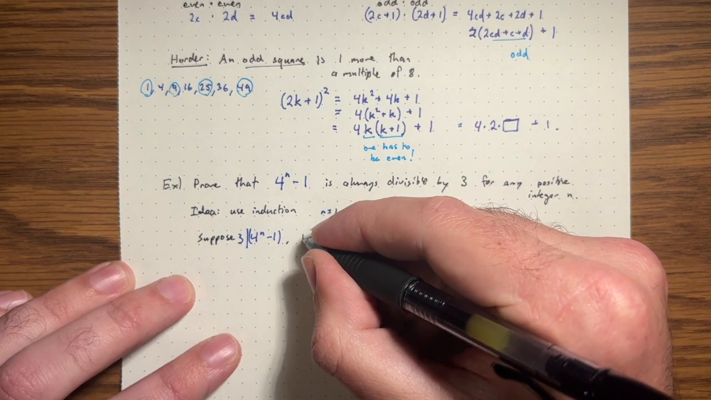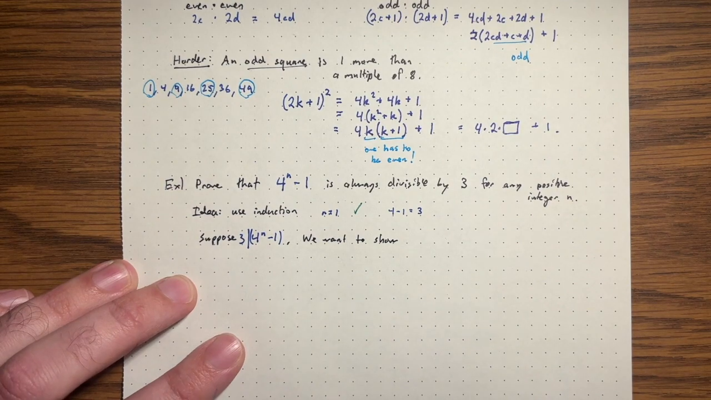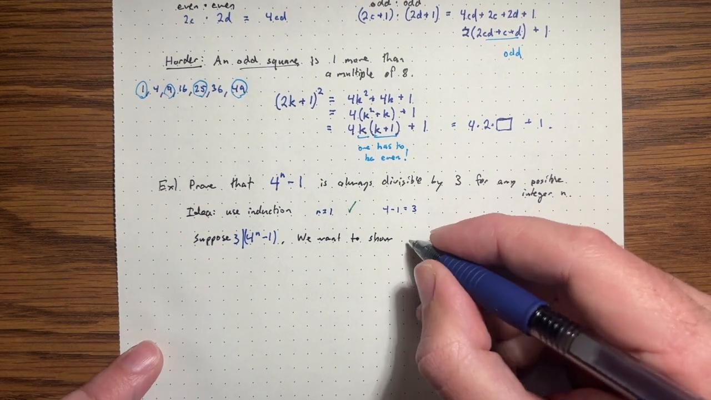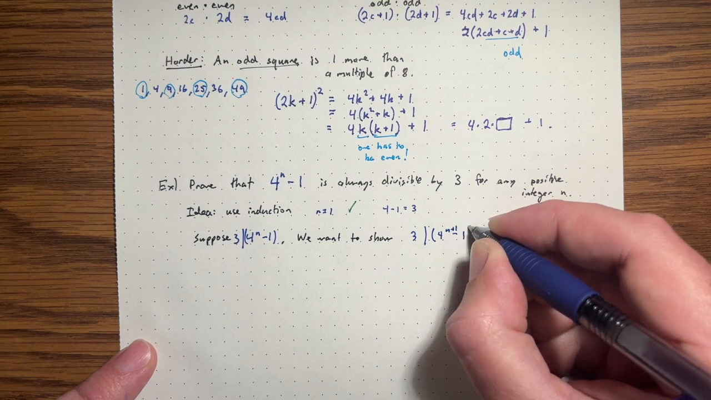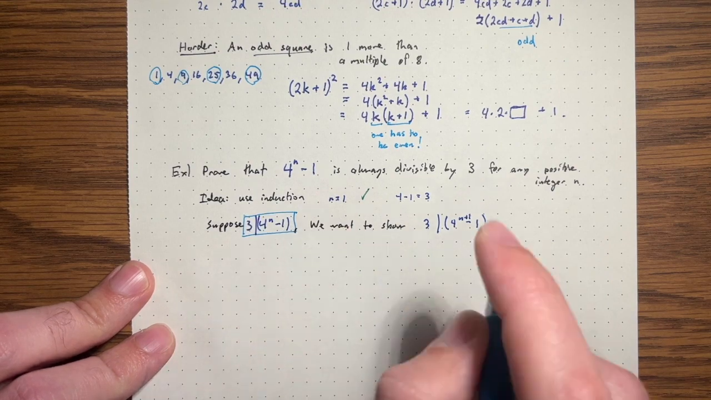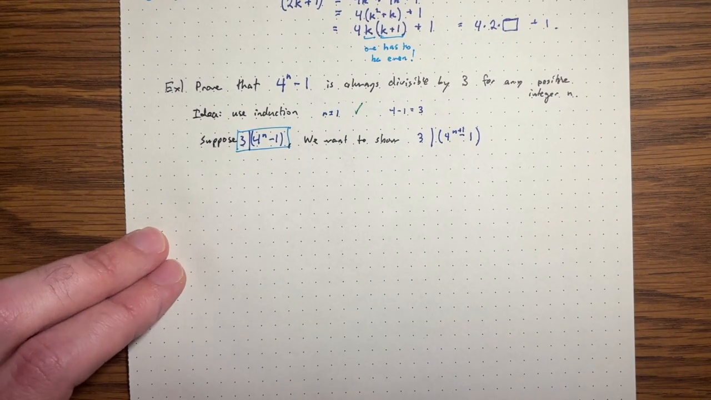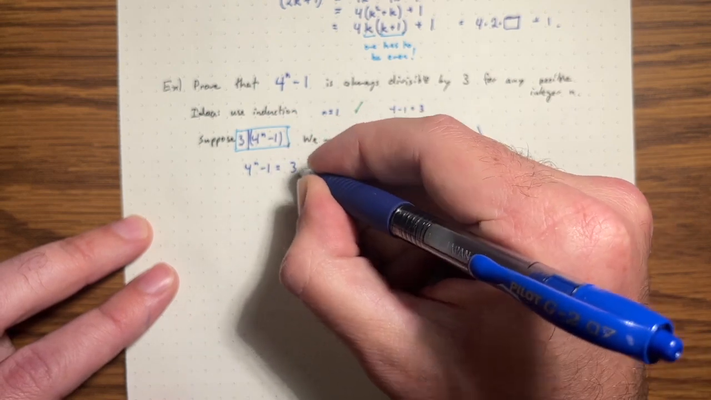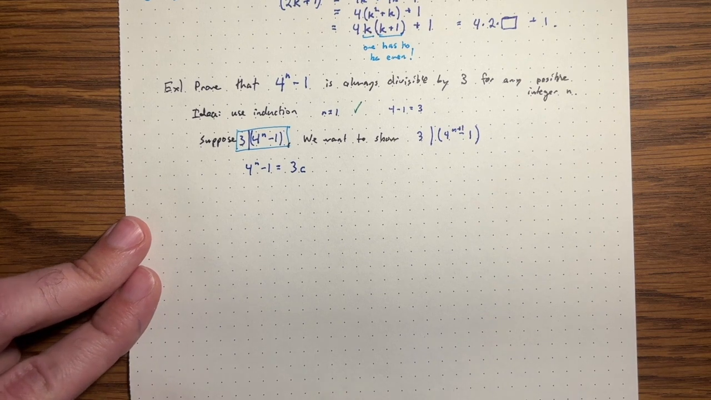And then we want to show that, what do we want to show with induction? We want to show that we can get 3 dividing the next one in the sequence. So we want to show that 3 divides 4 to the n plus 1 minus 1. But this is not what we're allowed to assume. We're not assuming this. We want to show that this is true. So let's start with the assumption. What exactly does that mean? It means that 4 to the n minus 1 equals 3 times something, 3c, let's say.